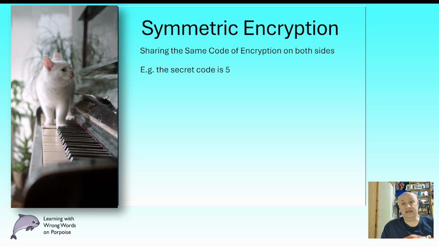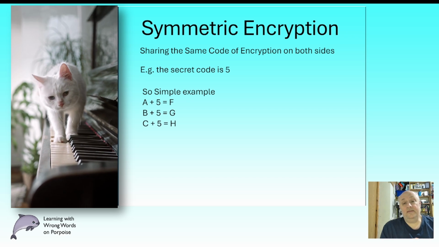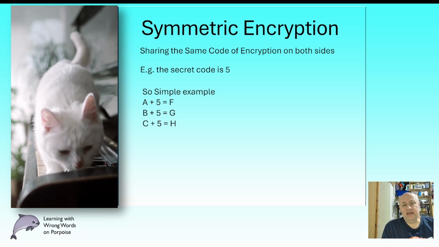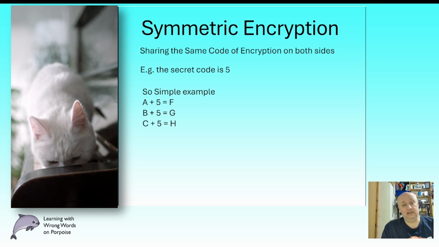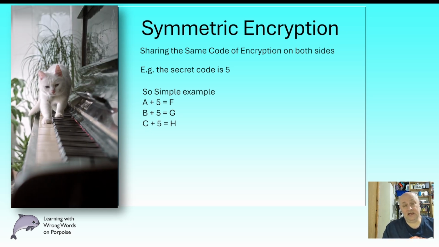So we share a secret code. Let's say that secret code is 5. When I encrypt my message, I add 5 letters. So anything with an A becomes an F. A, B, C, D, E, F. A B becomes a G and a C becomes an H.